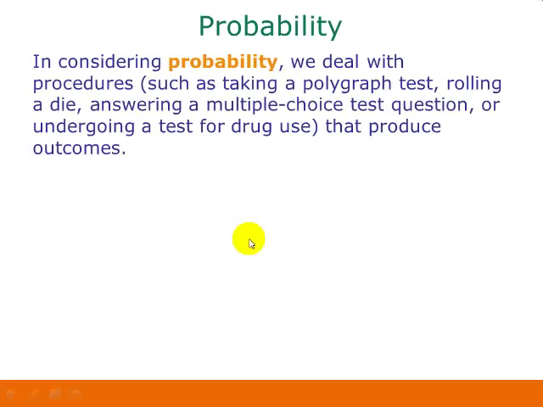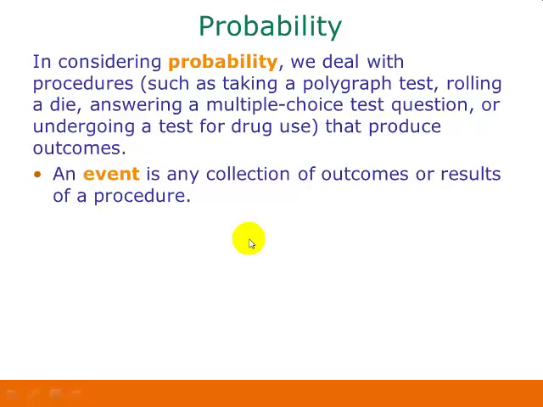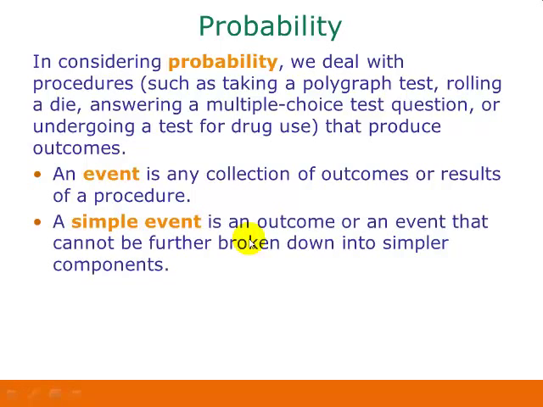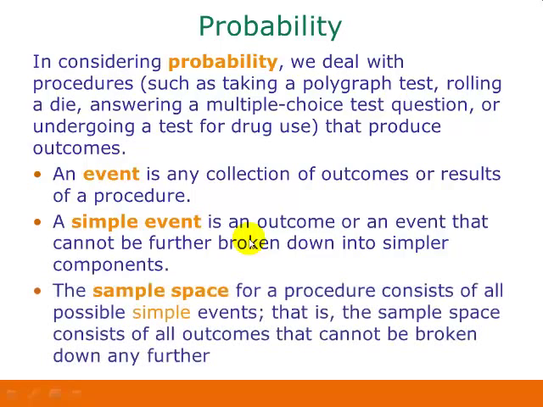In considering probability, we deal with procedures such as taking a polygraph test, rolling a die, answering a multiple choice test question, or undergoing a test for drug use that produce outcomes. An event is any collection of outcomes or results of a procedure. A simple event is an outcome or an event that cannot be further broken down into simpler components. And the sample space for a procedure consists of all possible simple events. In other words, the sample space consists of all outcomes that can't be broken down any further.